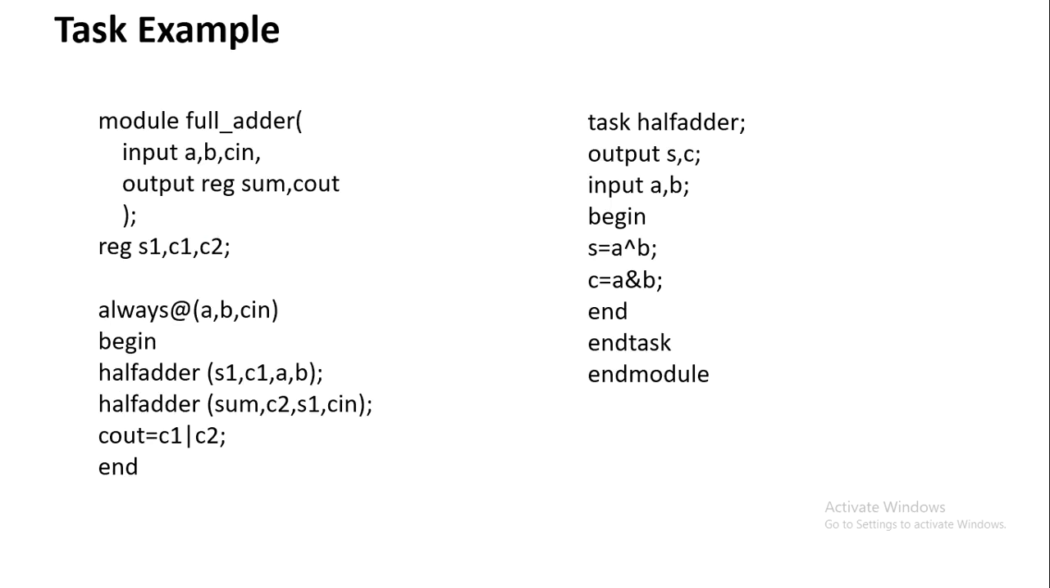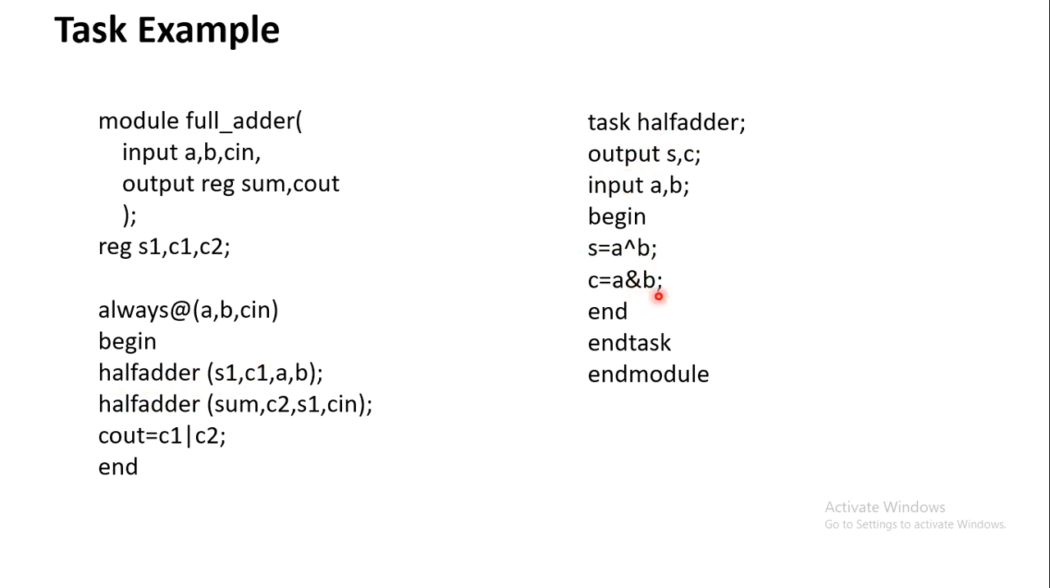So conceptually understand. Next comes full adder using task. It's a very simple code. Full adder: input a, b, c_in, output reg sum, c_out, intermediate signals s1, c1, c2. It looks as if I am writing an instantiation in structural style of modeling, but it is a task. You can see half adder is called twice. This task is invoked here. This task's outputs are S and C, inputs are A and B. This is a half adder task.